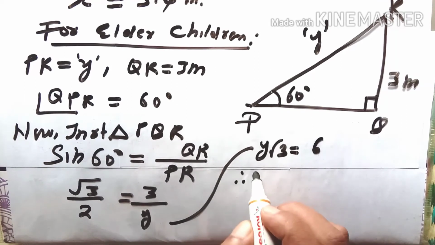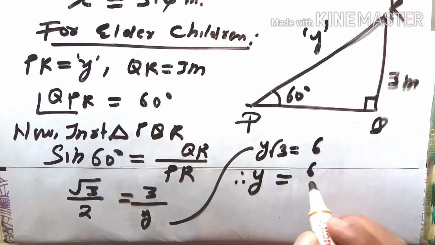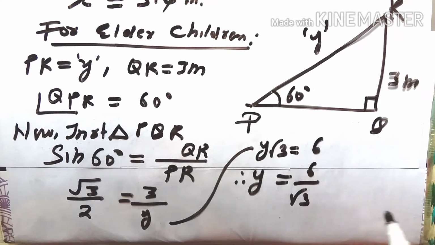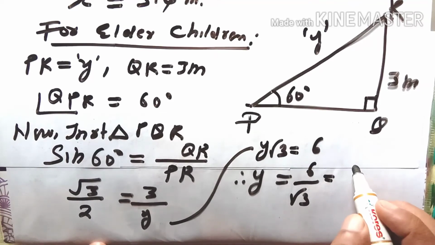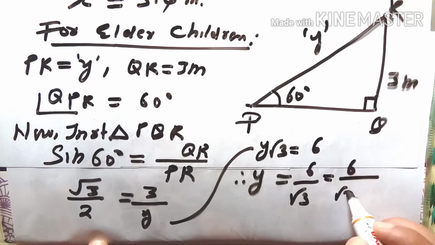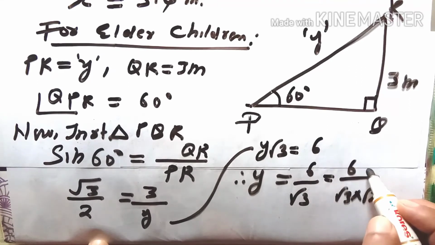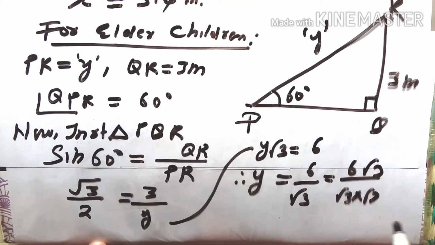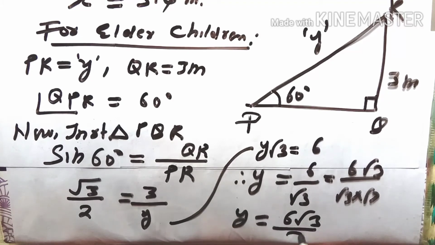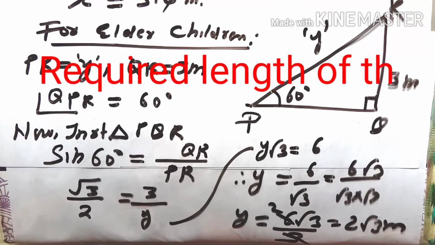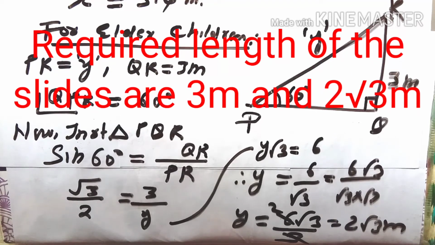So therefore we need only the Y value. Y equals 6 upon root 3. So we need to rationalize here. 6 divided by root 3, multiplying by root 3 upon root 3. So we get Y equals 6 root 3 divided by root 3 into root 3 will be 3. So we can cancel 3 into 2 times. Then that is 2 root 3 meter is the length of the slide for elder children.